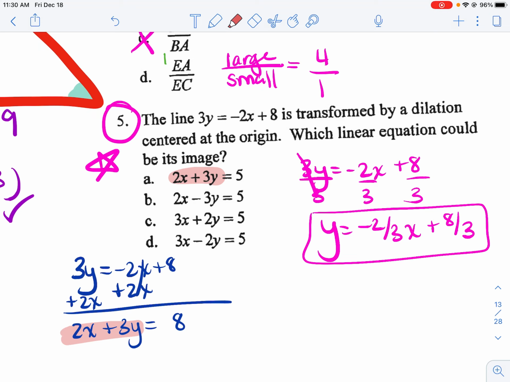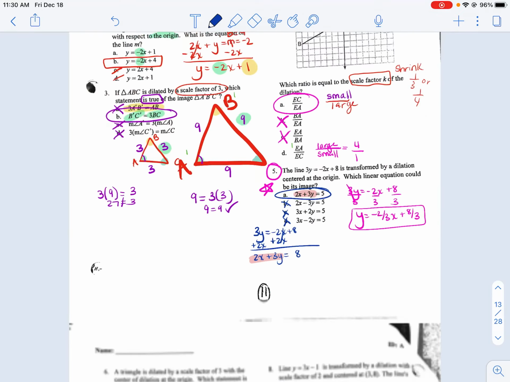Does anyone else see where there's 2x plus 3 anywhere else? No, I see lots of negatives. So guess what? Guess what our answer is going to be, guys? The only one that works is going to be choice A, because they have the same exact slope.